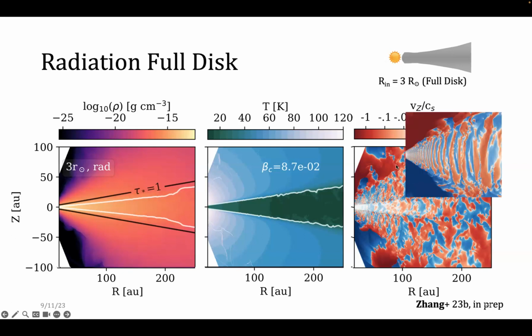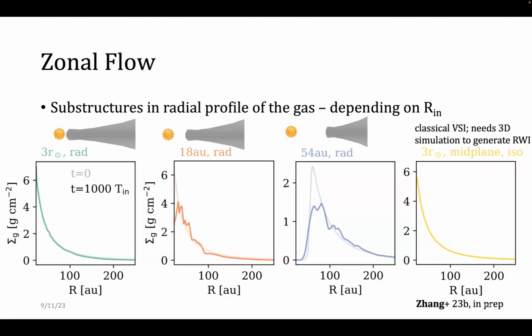You see this kind of structure is very different from the traditional corrugation mode. We can also see the zonal flow develop in our radiation hydro simulations. And the exact substructures of the gas profile depend on the inner radius of the disk. Basically, these different disks have different stellar irradiation or optical depths.